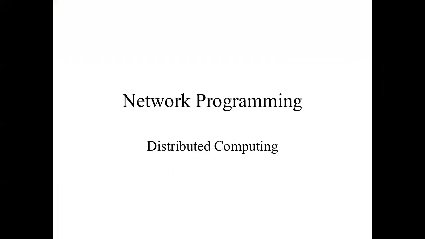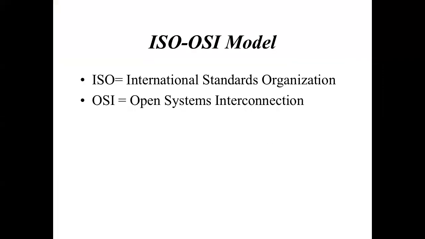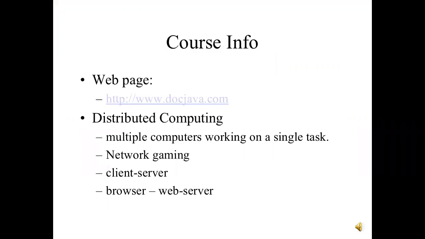So this is a review of some of the stuff we've seen before about the International Standards Organization's OSI model. This is the one that has 7 layers associated with it. What we're interested in doing is seeing how this relates to computer architecture, specifically distributed computing, and what the differences are between so-called cluster computing and grid computing.